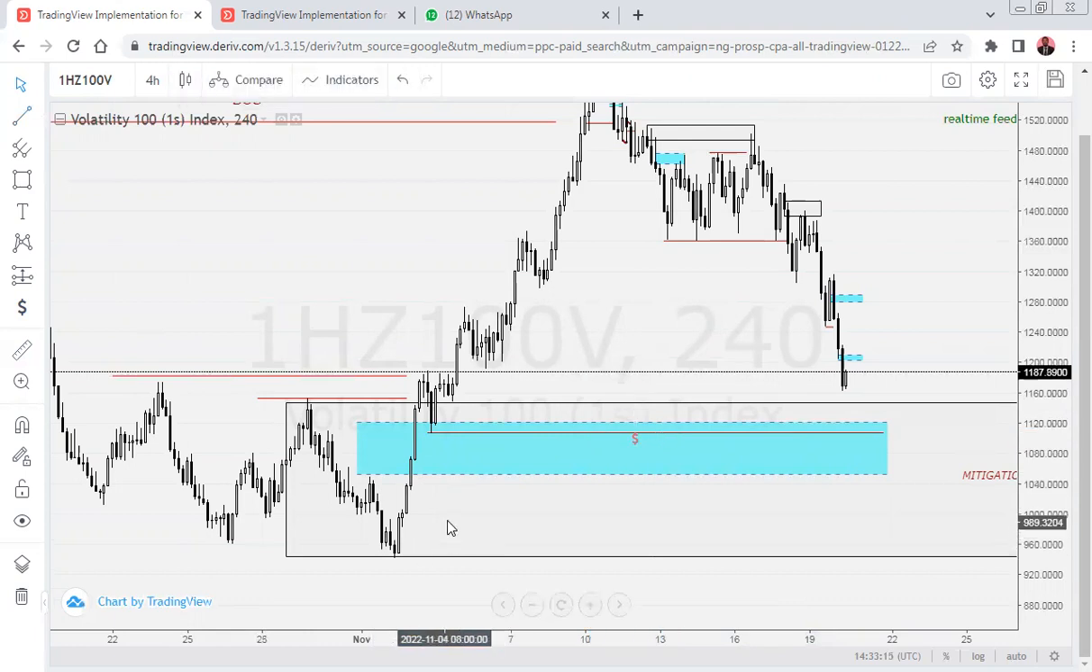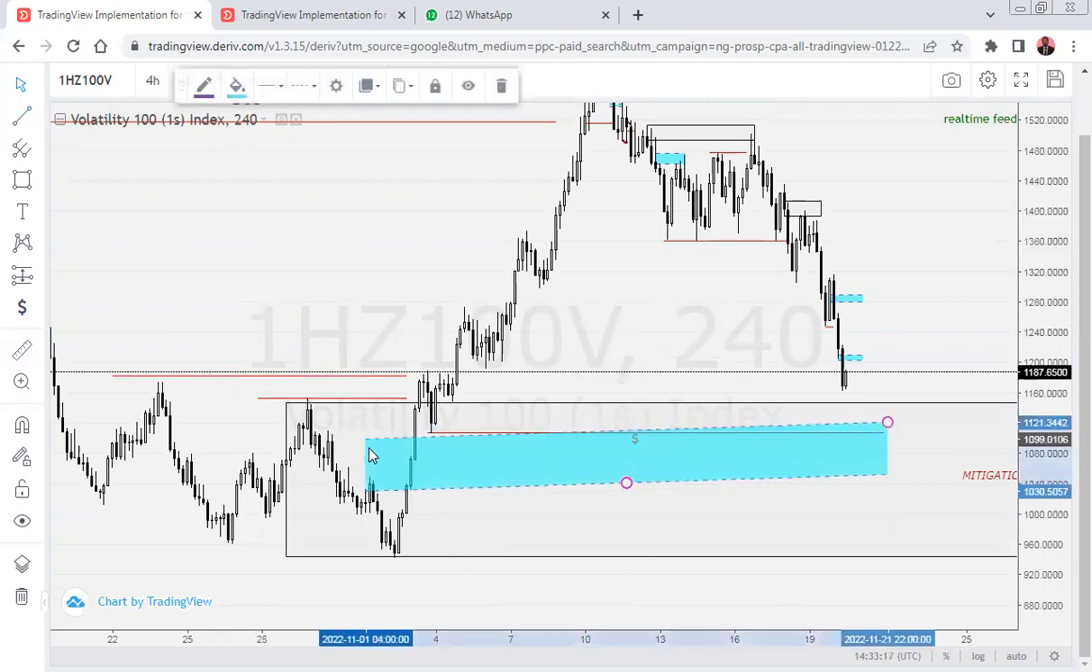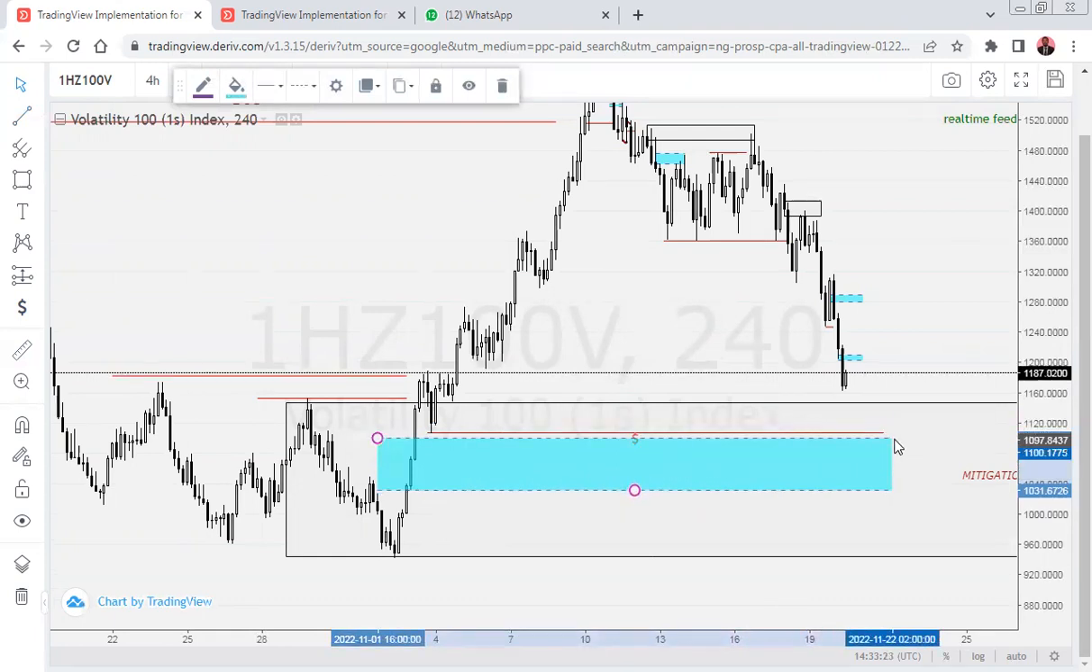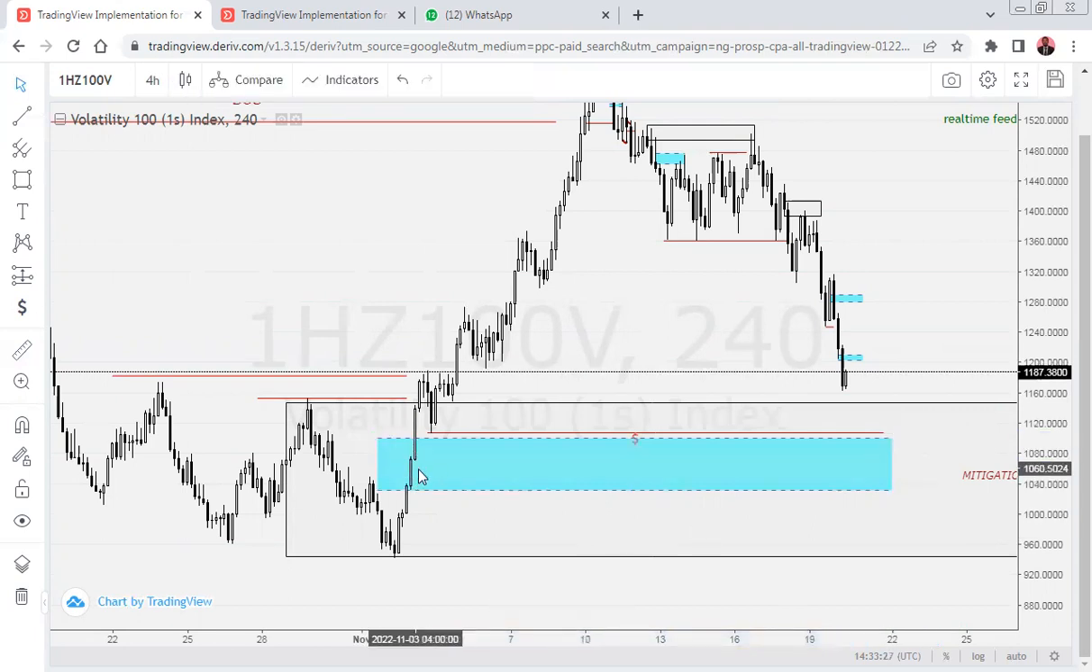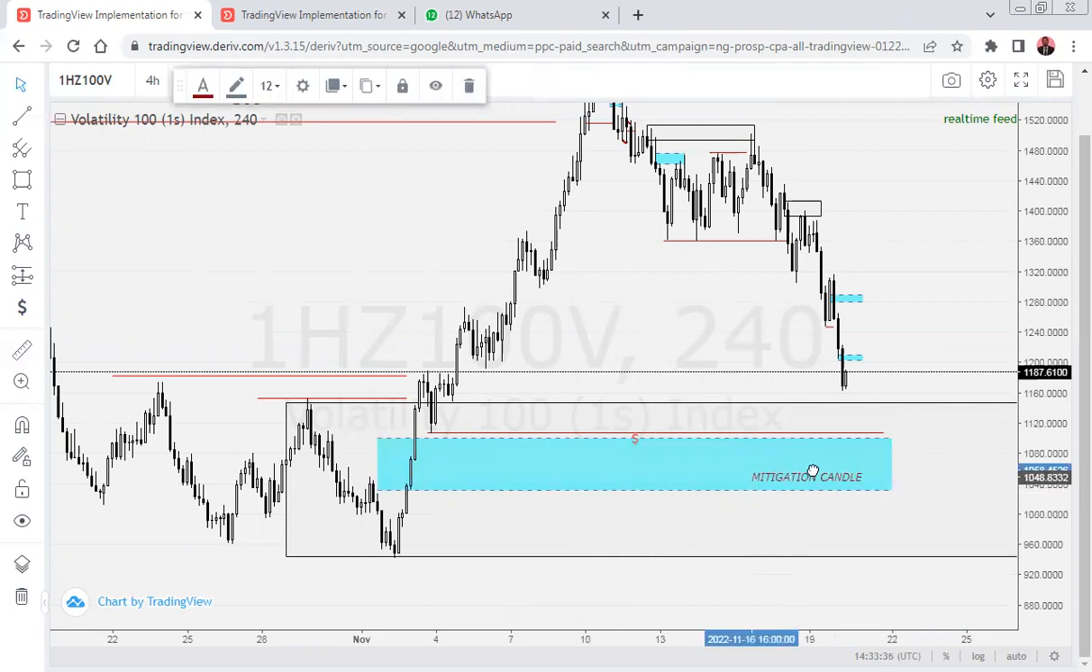There's tons of money resting in that place. Okay, this is where the imbalance is on H4. So all this area is the institutional candle. All this area is the mitigation candle, or the institutional candle.